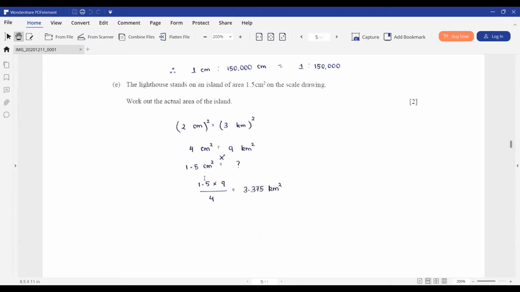So we're going to cross multiply. So 1.5 times 9 over 4. So 1.5 times 9 is 6. 6 divided by 4 is 3.375 kilometers squared. Sorry, 1.5 times 9 is not 6, sorry, that's a mistake. That is 13.5. 13.5 over 4 is 3.375 kilometers squared.